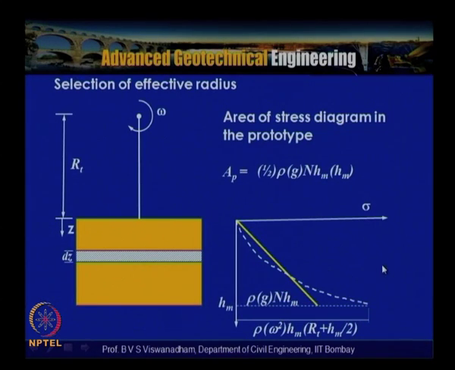So in order to determine this, again by following the same principle, d sigma v in the small stress, which we can find out by writing d sigma v is equal to rho into z into d sigma v can be found out, and from there by integrating from 0 to hm we can get rho omega square hm into rt plus hm by 2.